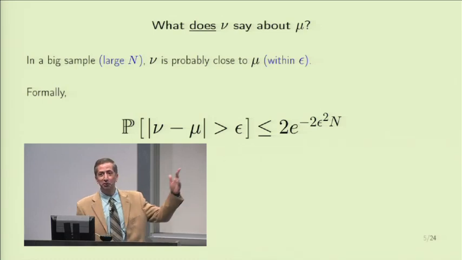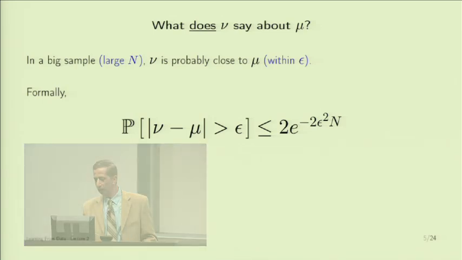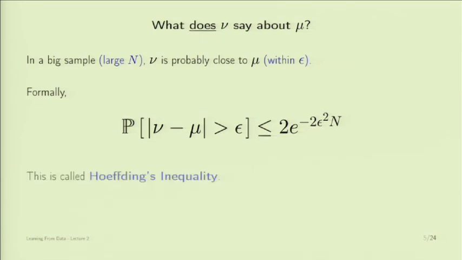Okay? Now, that inequality is called Hoeffding's inequality. It is the main inequality we are going to be using in the course. You can look for the proof. It's a basic proof in mathematics. It's not that difficult, but definitely not trivial.